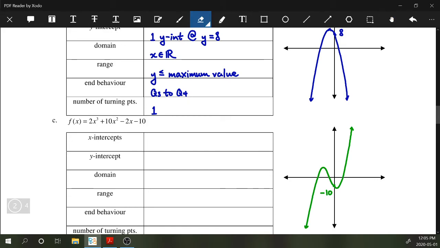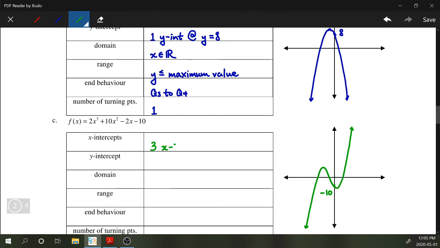Just gonna match the colors here a little bit better. 3 x-intercepts, but it could have been 1, 2, or 3. If we only knew that it was a cubic polynomial, then it could be 1, 2, or 3 x-intercepts. In this case, there are 3. You can see on the graph here. The y-intercept is -10. All these graphs will have a single y-intercept, so usually what we would ask for is just the value.